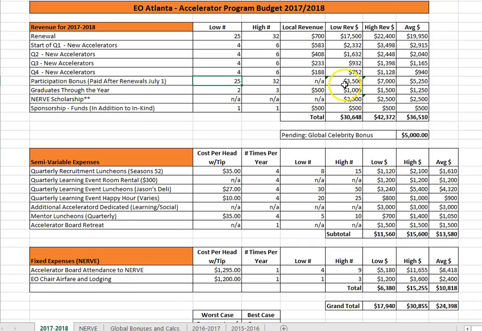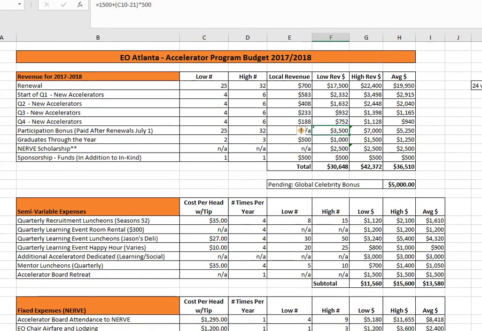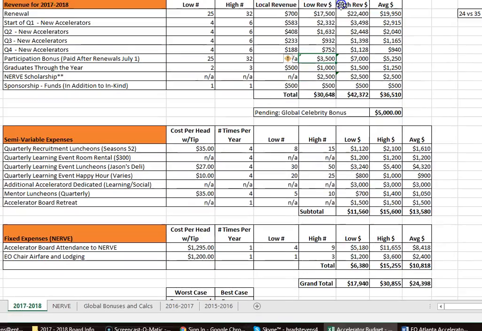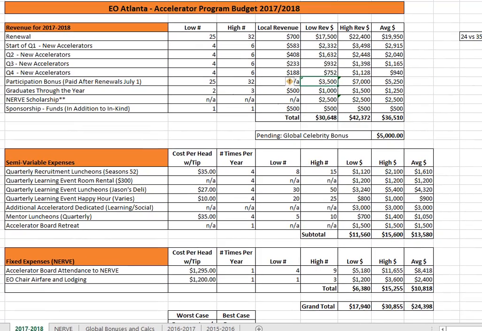And so you can see the formula on these as calculating the 1,500 plus the total number renewing minus 21 times 500. So this is giving us a high and low on that participation bonus that we get pending renewals.